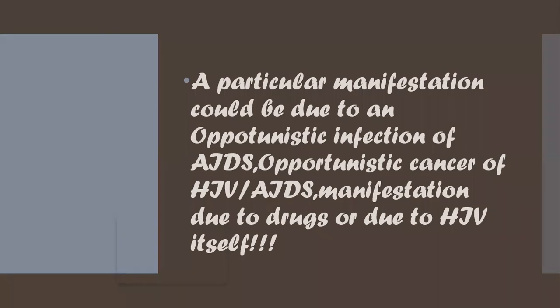Similarly, if there's a particular manifestation in a particular organ and the patient is suspected to have HIV, it could be due to any of these reasons. The first and most important thing to remember is it could be due to an opportunistic infection of HIV, or it could be an opportunistic cancer of HIV/AIDS. I mentioned earlier: lymphoma, Kaposi sarcoma, anal carcinoma, cervical cancer. These are the 4 tumors which can occur in HIV/AIDS.